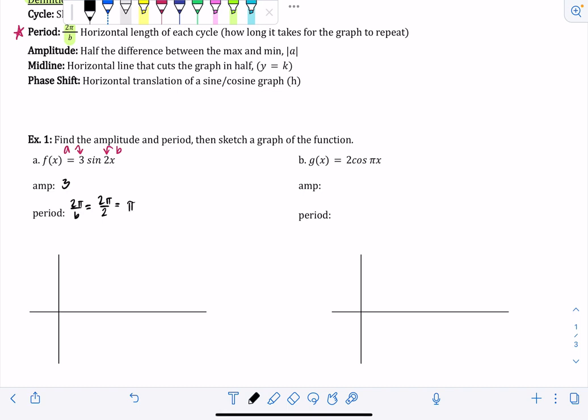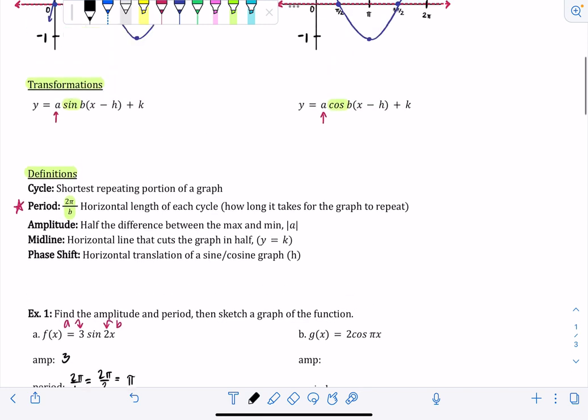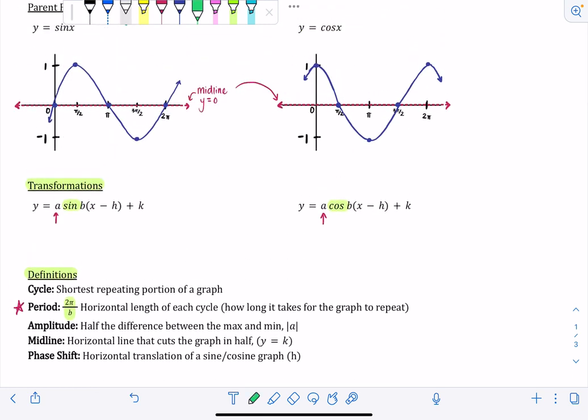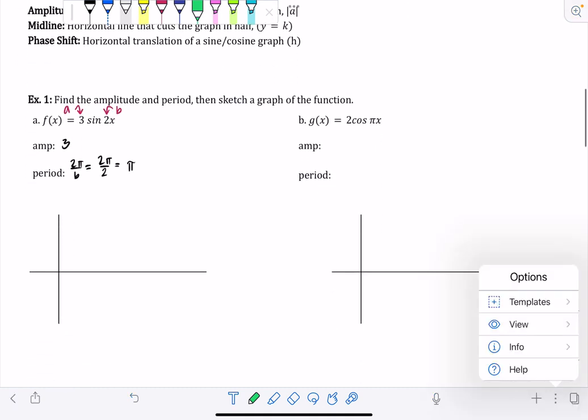So the period for the parent functions, like we set up here, is just one repeating portion, so we go from 0 to 2 pi. Ours is going to be cut in half, but our graph is still essentially going to look the same. We don't have to shrink our graph or make it more narrow. We just have to change the way that we scale the x-axis. So you don't want to scale things until after you find the amplitude and the period. Okay, so our period is not 2 pi, just pi.